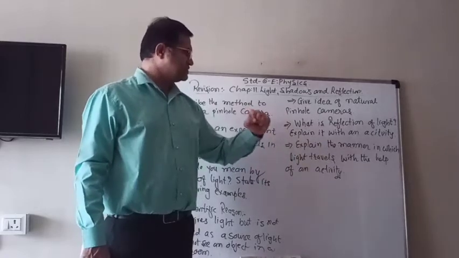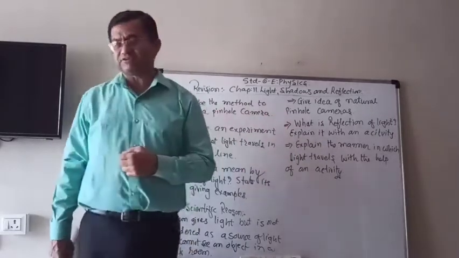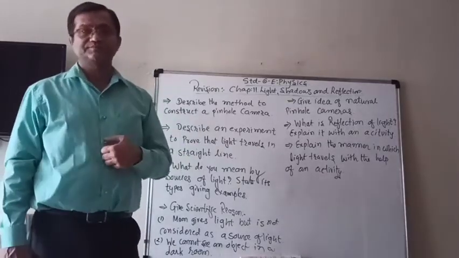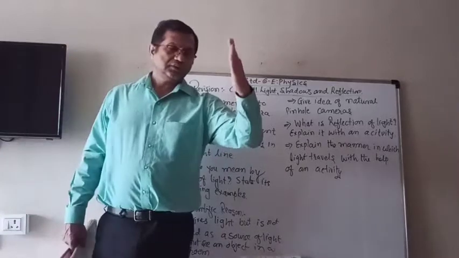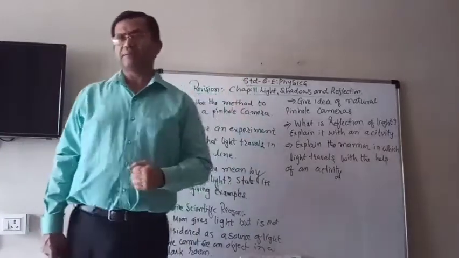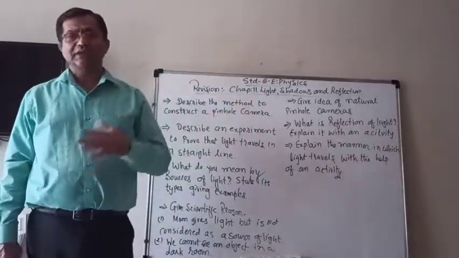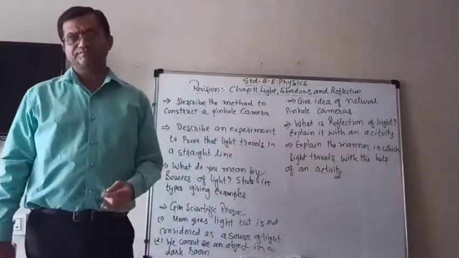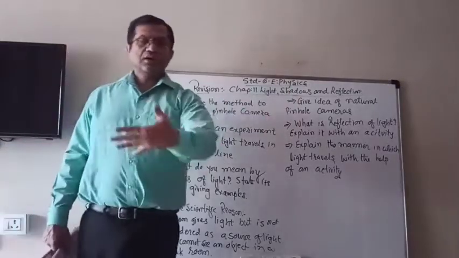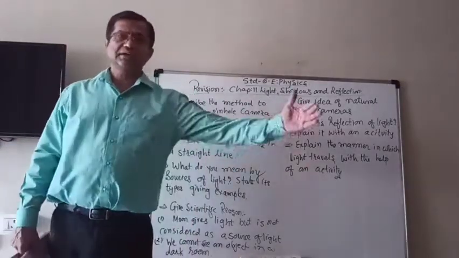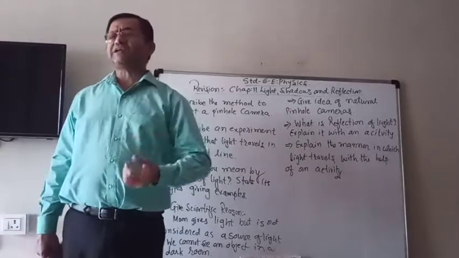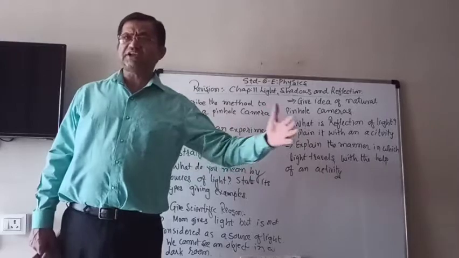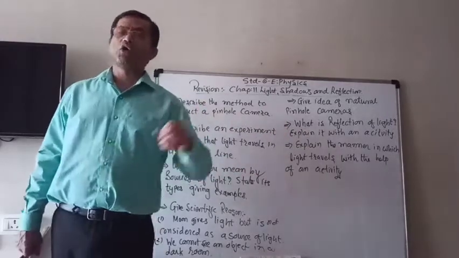Explain the manner in which light travels with the help of an activity. For that you need a comb and a mirror. Take a comb and put it on the table in a dark room, and behind it, crosswise, put a mirror. Then take a torch and throw the beam of light from the torch such that it passes through that comb.